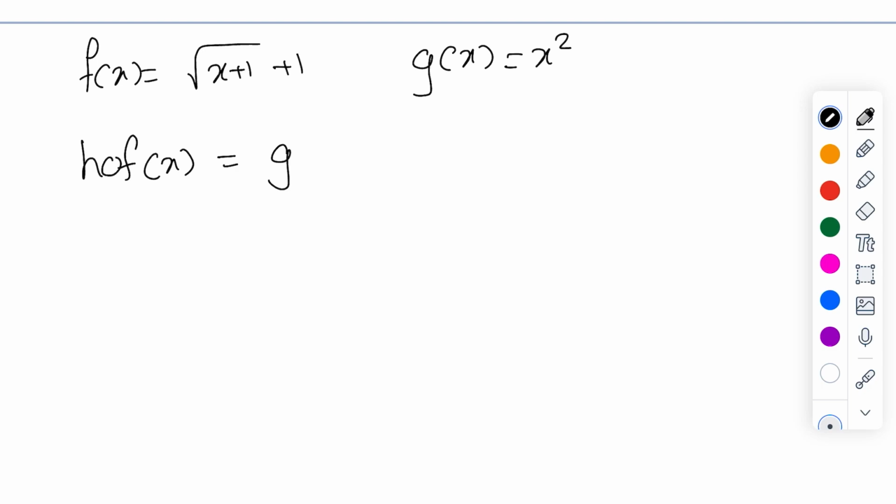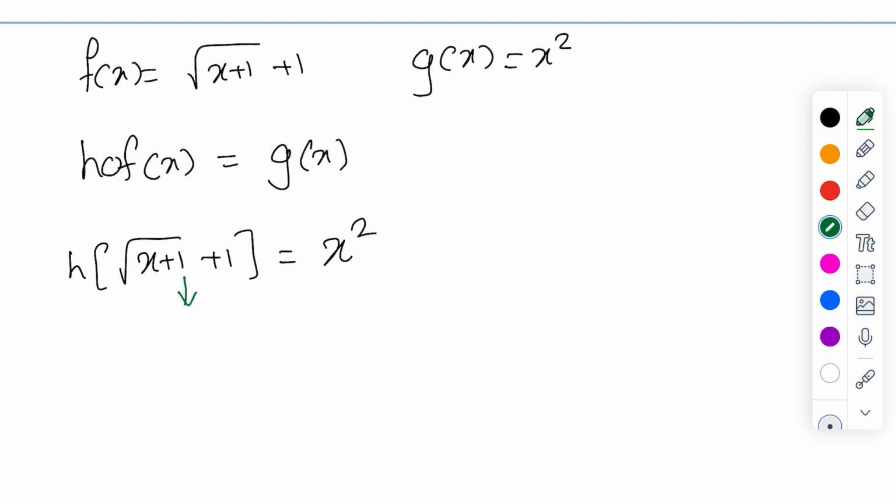So what is the value of h of x? So h of f of x. What is f of x? Square root of x plus 1, equals g of x. What is g of x? g of x is x square. So what is happening now? Let this equal y. Square root of x plus 1 equals y. So this becomes h of y.